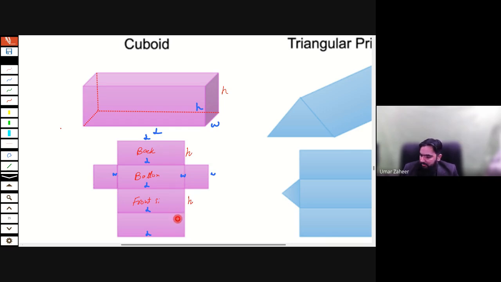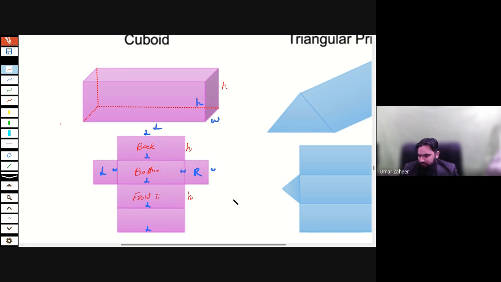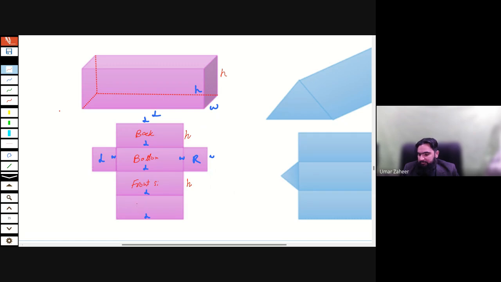Now we have to talk about this. This is the bottom, and obviously it is the left side, it is the right side, it is the back side, it is the front side, and here is the top. If you look carefully, the top has the length and the width. So it is W. Clear?